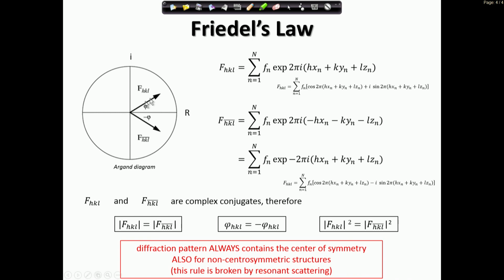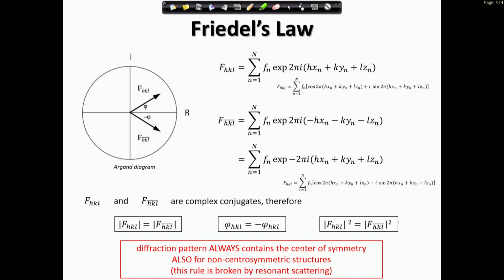So in an Argand diagram in the complex plane, this is the structure factor HKL. This is the structure factor minus H, minus K, minus L, and the directions of the arrows are different, but the length of the arrows is the same. And because the intensity is proportional to the square of the amplitudes, the lengths of these arrows, the two amplitudes are the same. Therefore, the reflection pattern always contains a center of symmetry to very high accuracy, even if the structure as such does not have an inversion center.